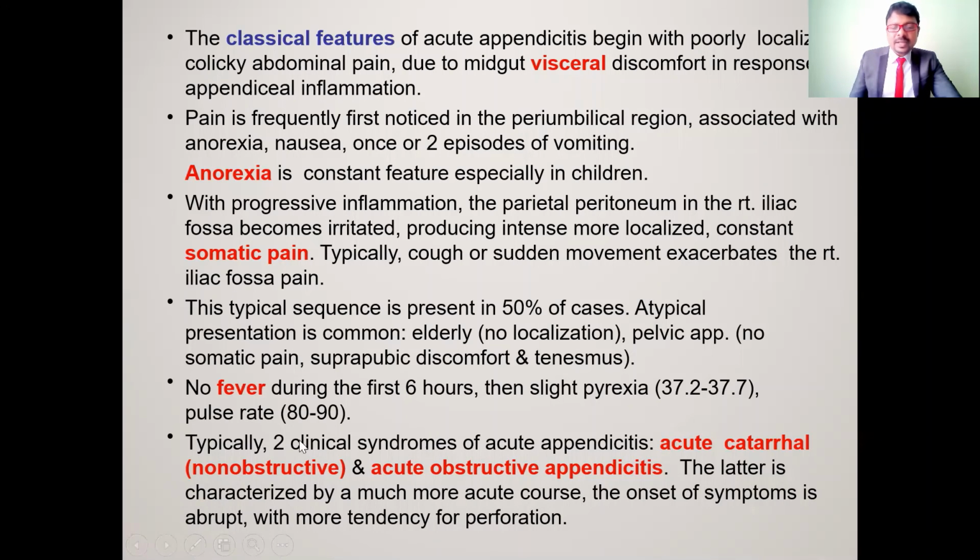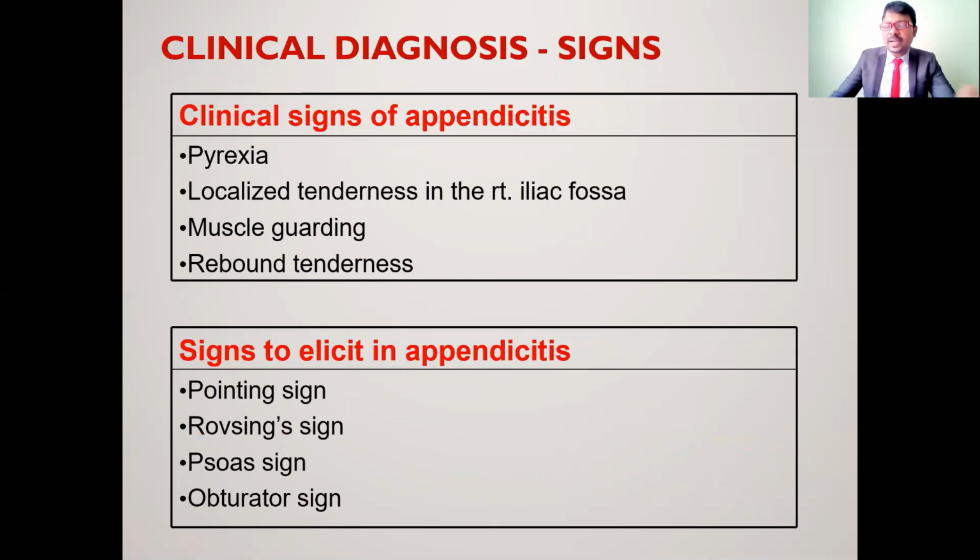There are also 2 clinical syndromes of acute appendicitis: acute catarrhal and acute obstructive appendicitis. These are characterized by an abrupt onset of symptoms and a greater tendency toward perforation. These acute conditions give severe symptoms. Then the other symptoms.